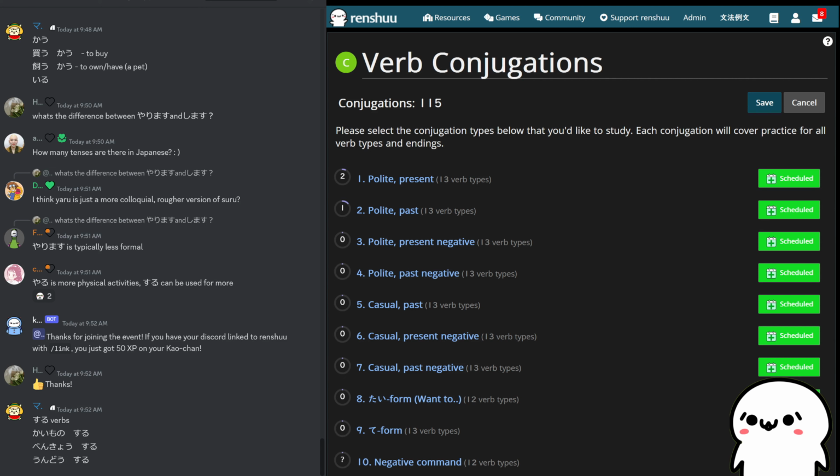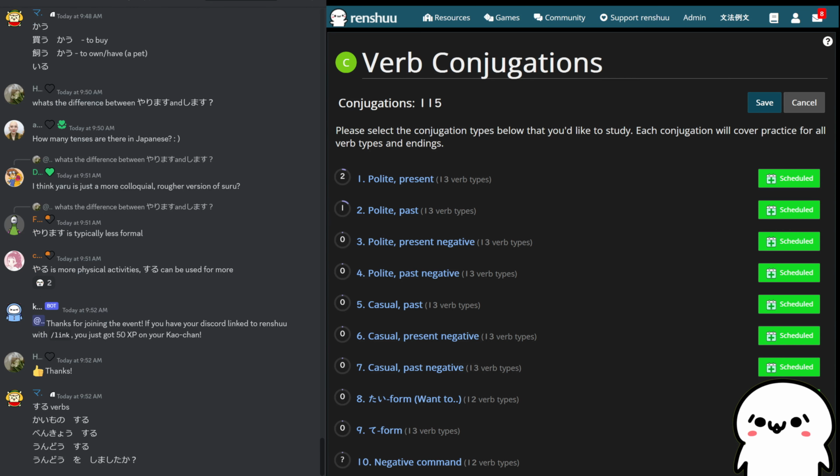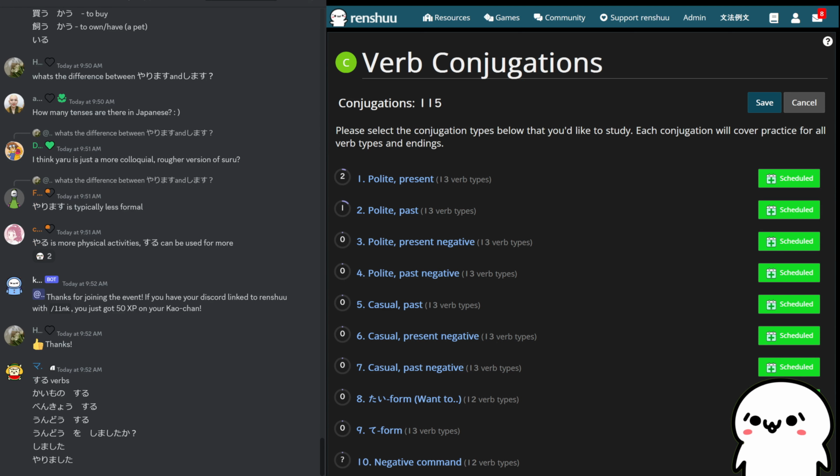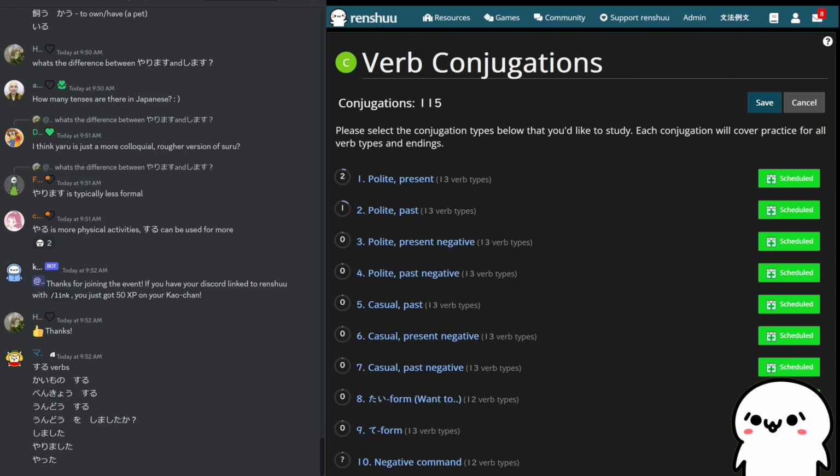However, in a casual context, you can replace the whole thing with yaru. So if someone asked you, did you exercise? Undo shimashita ka? If they were staying polite, they'd say shimashita or shimasen deshita. But they might answer and say yarimashita. I did it. However, the strange thing is because it's more casual, you probably wouldn't answer with yarimashita. You'd probably use the casual form yatta, which we haven't learned yet.